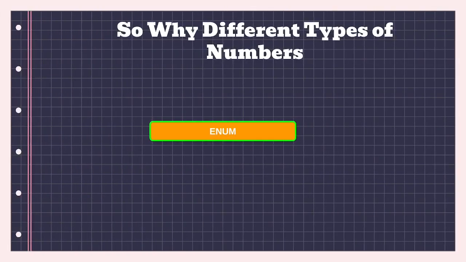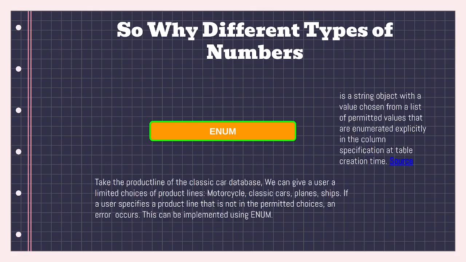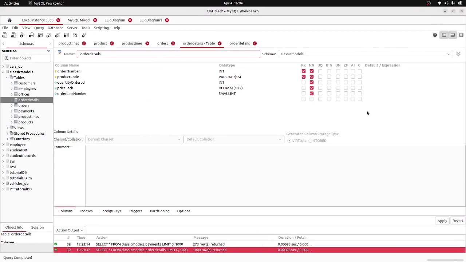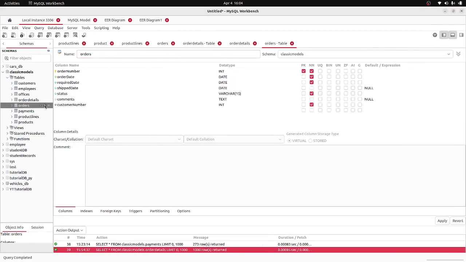Okay, so we have the last one being enum, like enumerate. So this one is a string object with a value chosen from a list of permitted values. So for example, let me go ahead and see if I can find something to use, so I can explain to you here.